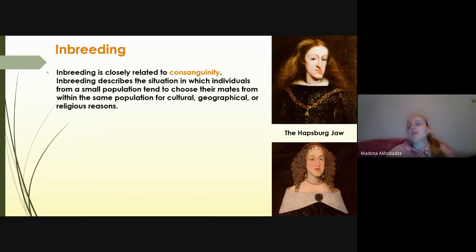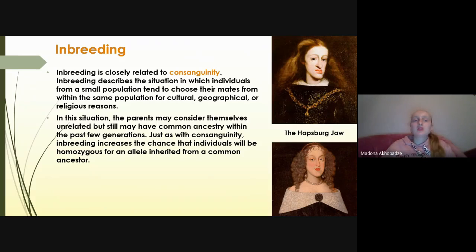Then here you see the Habsburg jaw. This is the famous Spanish royal family, and usually the royals thought their greatness, their power, their influence should be inherited and preserved within the lineage, within their family name. So they mated within each other. That led to many specific features like the Habsburg jaw, which is the result of inbreeding.